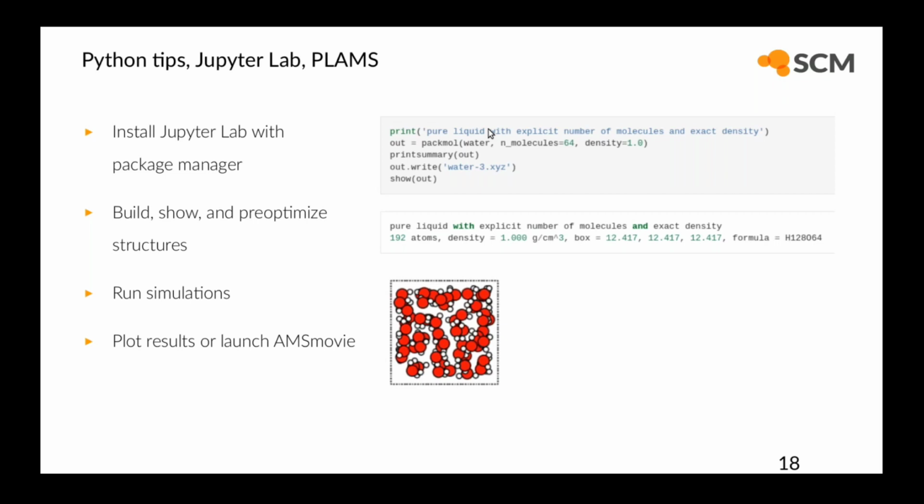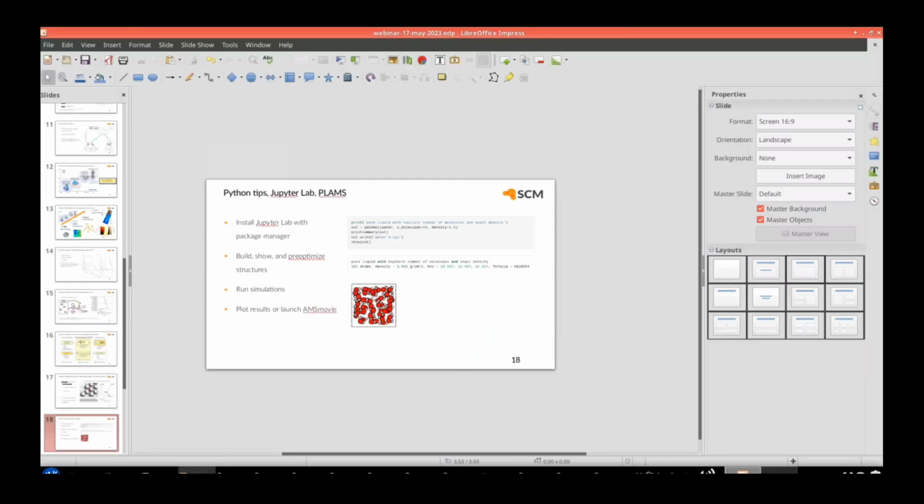We've made some efforts in this newest release to make it even easier to run. For example, we now have Jupyter Lab that you can install through the package manager. I'll just show an example here. You can build, show pre-optimized structures, run simulations, and then you can plot the results, or just launch AMS movie if you prefer to view the results in our own graphical user interface. So AMS movie or AMS spectra or AMS view and so on. So let's try that.